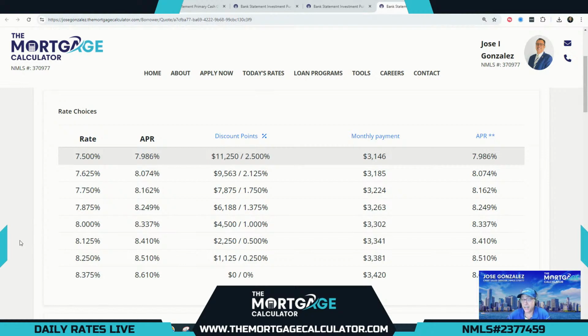So as those of you that have been following the show and have been seeing the interest rate trends we've been showing in bank statement loans, can definitely see that it is a downward trend, because now look at this amazing rate.